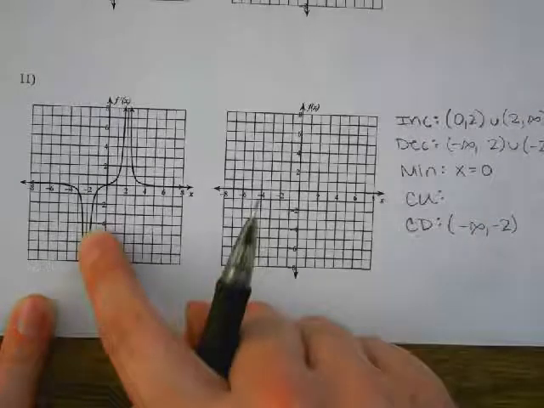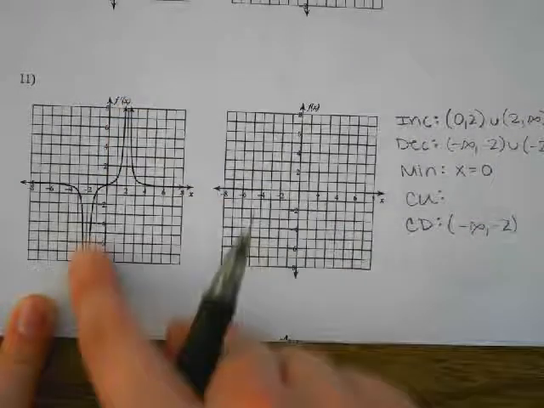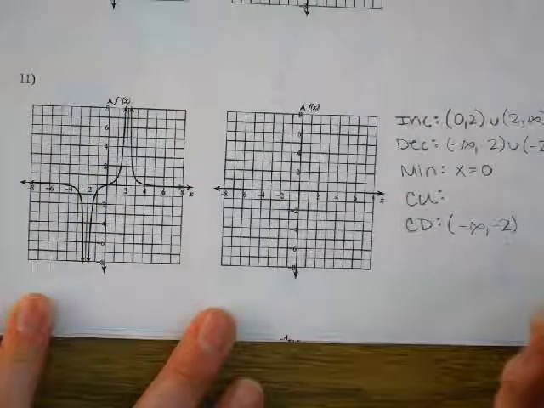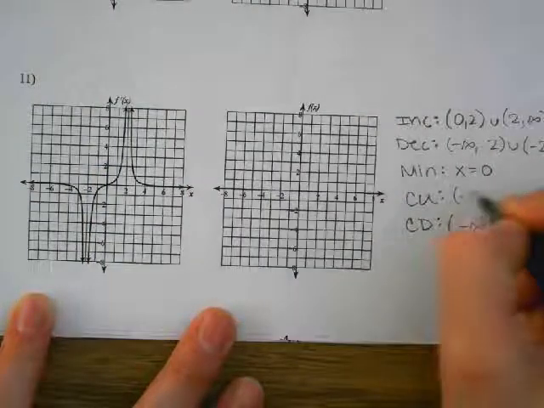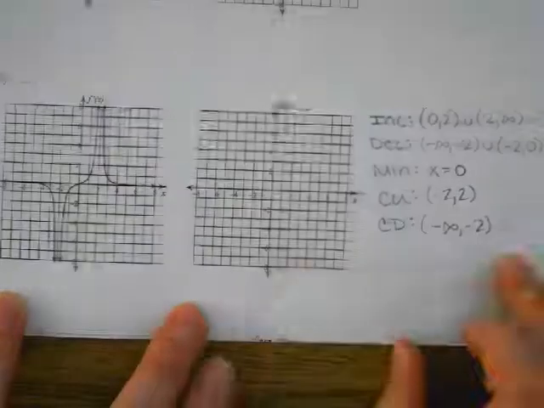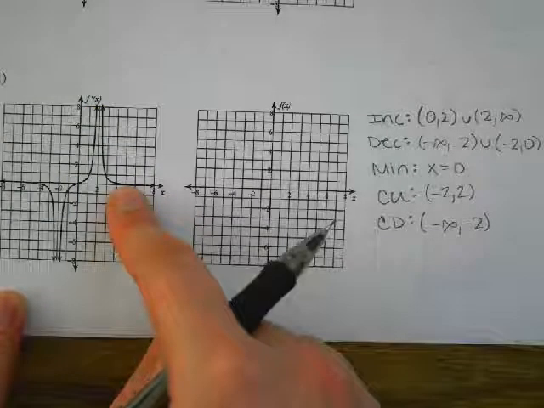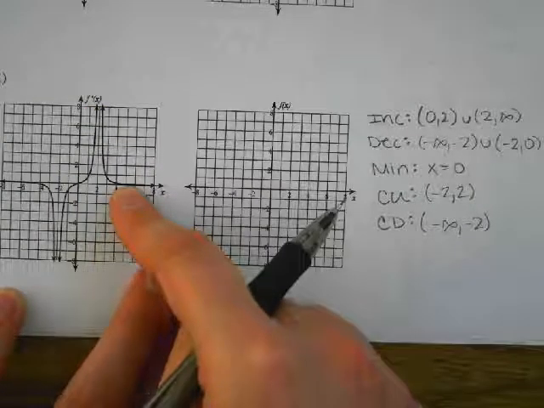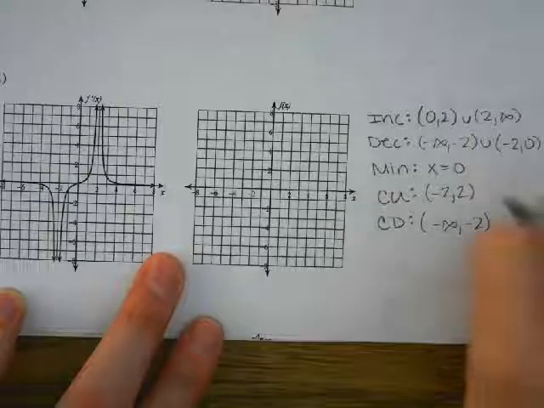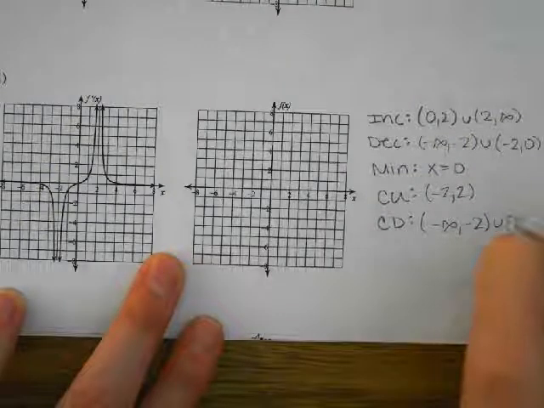From negative 2 to positive 2, this is increasing. So what does that mean about our graph? Concave up from negative 2 to 2. And then here the graph is decreasing. So what does that mean about our original function? Concave down. So union 2 to infinity.